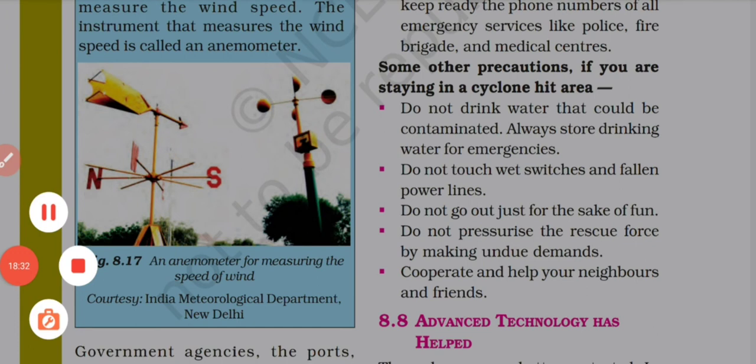Now, don't go out just for fun. When there is an emergency, only then go outside at the time of a cyclone. Don't go just for fun. And do not pressurize the rescue force by making undue demands. That means don't say that first let's transfer our goods, then we will go. Don't pressurize them. Whatever they are doing, just help and cooperate with them. And cooperate and help your neighbors and friends. Whoever your neighbors and friends are, try to help them.